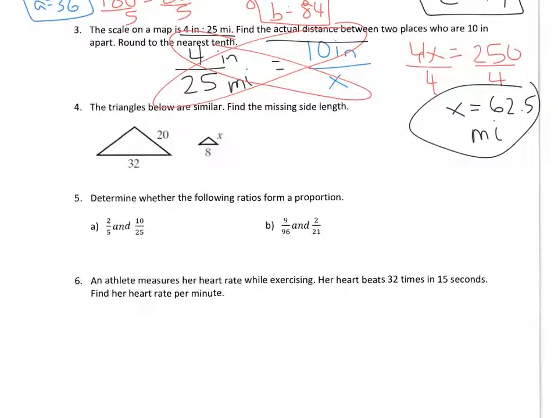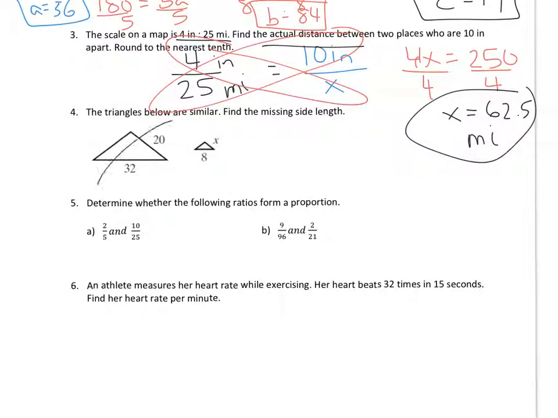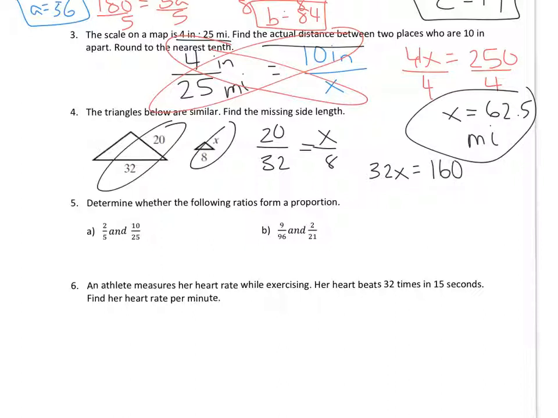And then number 4, the triangles are similar. So you set up a proportion, 2 equal fractions. So 20 over 32 equals x over 8. So 32x equals 20 times 8, which is 160. Divide both sides by 32. So 160 divided by 32 is 5.